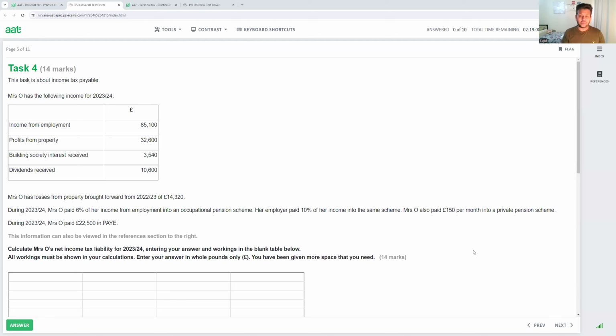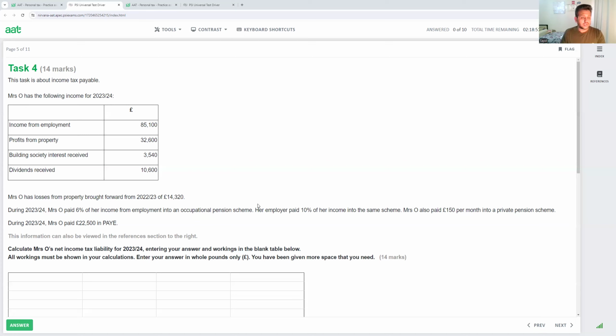So I'll try to go through a few questions, especially the personal tax and inheritance tax. I'll try to explain in detail. Hopefully, it will be helpful for your study and for the exam. So let's start with Practice Assessment 1, and we'll start with Task 4.